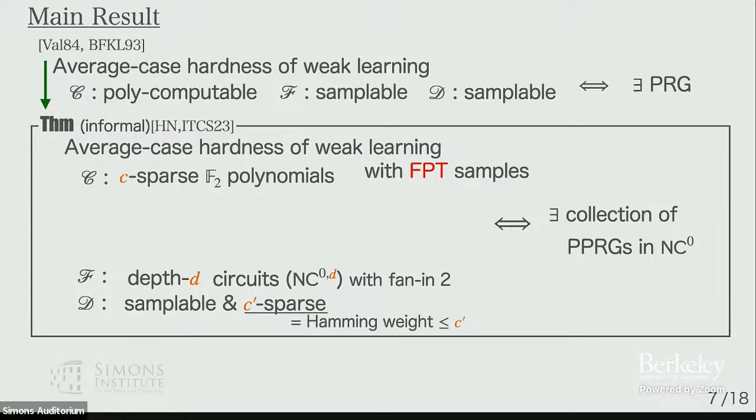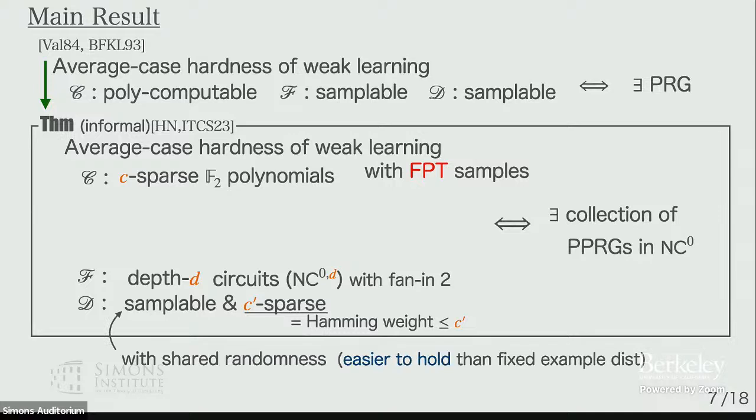We can characterize the existence of PPRGs in NC0, informally. But technically speaking, to characterize a collection of PPRGs in NC0, we also need to consider an initialization step even for this learning setting. So we need to consider samplability with shared randomness. The difference is that at the initialization step, we select shared, public randomness, and the shared randomness is used during the sampling process. This makes the assumption easier to hold than with a fixed example distribution, so from the perspective of cryptography, it is more difficult to construct a collection of PPRGs in NC0. And this is the first equivalence result for collections of PPRGs in NC0.